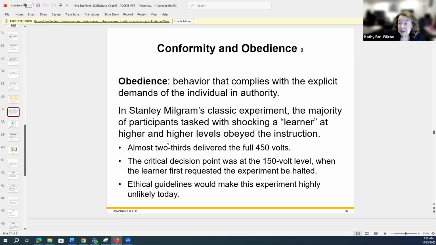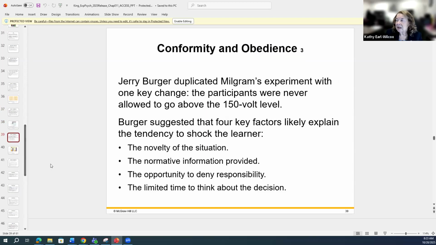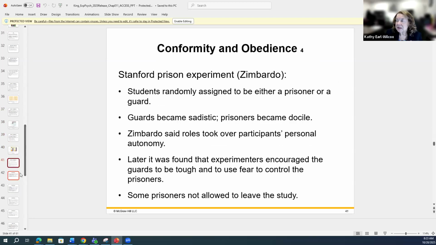So it is a long study of what will cause people to cause harm to others, and the social ramifications of that are scary. So you've got slides 37, 38, and 39 that explore this experiment.